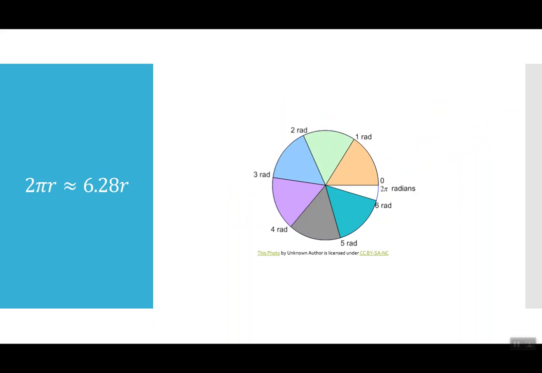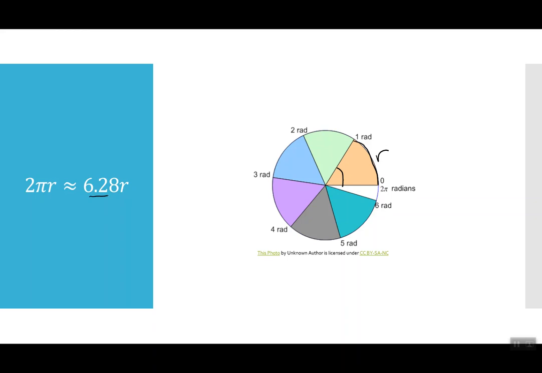Remember, the circumference of a circle is 2 pi r. If I put 2 times pi in my calculator, it gives me about 6.28. So we could approximate 2 pi r as saying it's 6.28 r. What I did in the picture is we said the angle that is formed by a distance that equals the radius is called the radian.